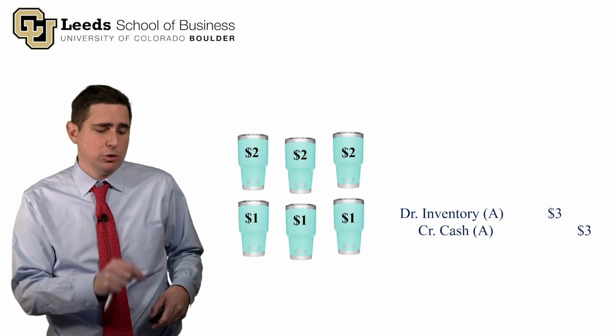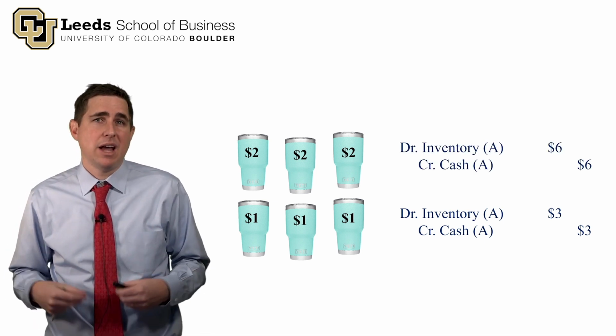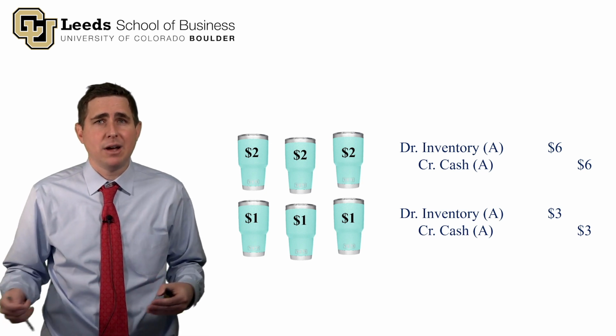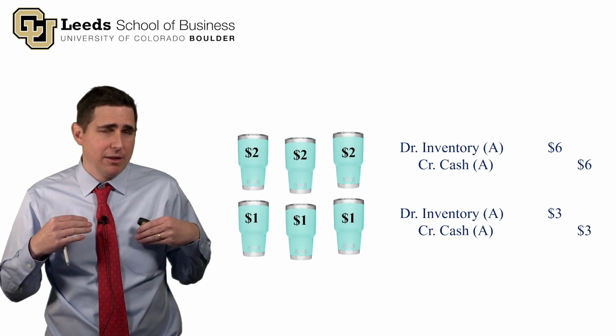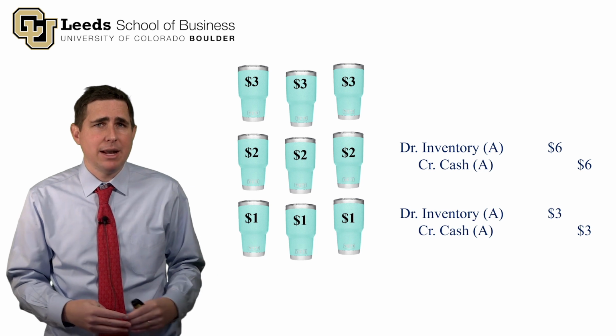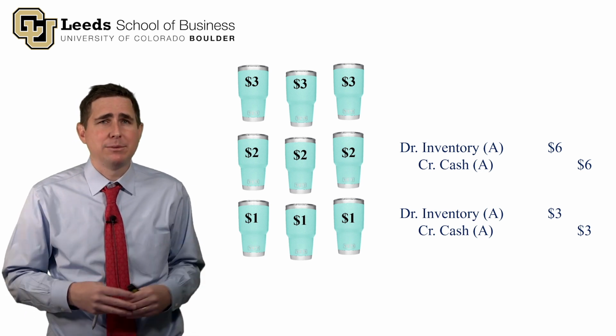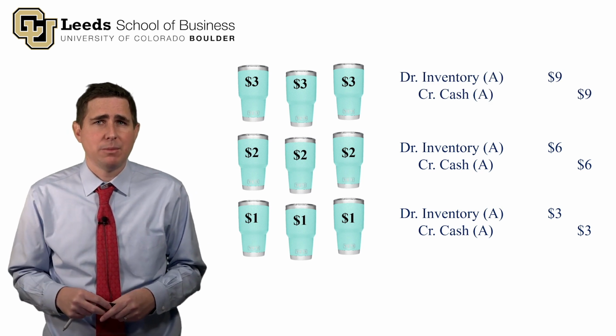Okay? So 2 plus 2 plus 2, that's $6 for this next shipment of 3 cups. So now we're debiting inventory for an additional $6, crediting cash for $6. And demand has really gone crazy, so we're actually going to buy a third and final shipment of Yeti cups, and now the price has gone all the way up to $3 on these cups. So now we're paying $9 for this final shipment, okay?